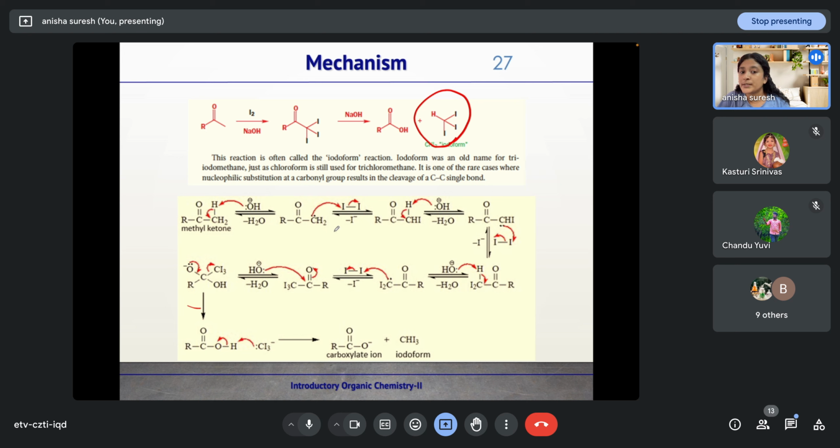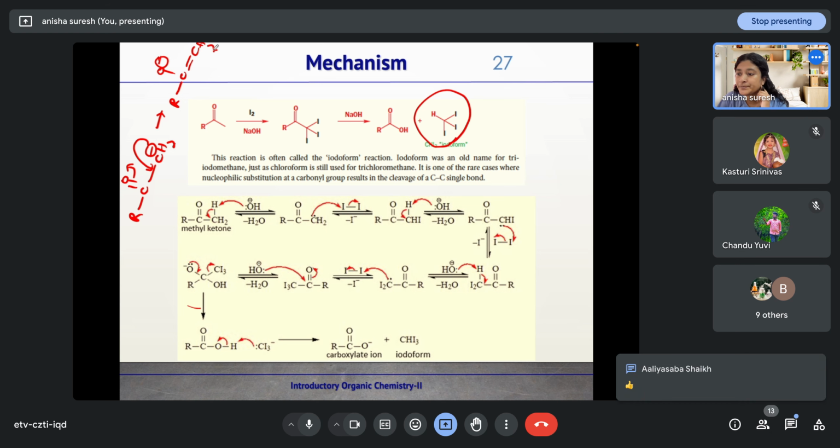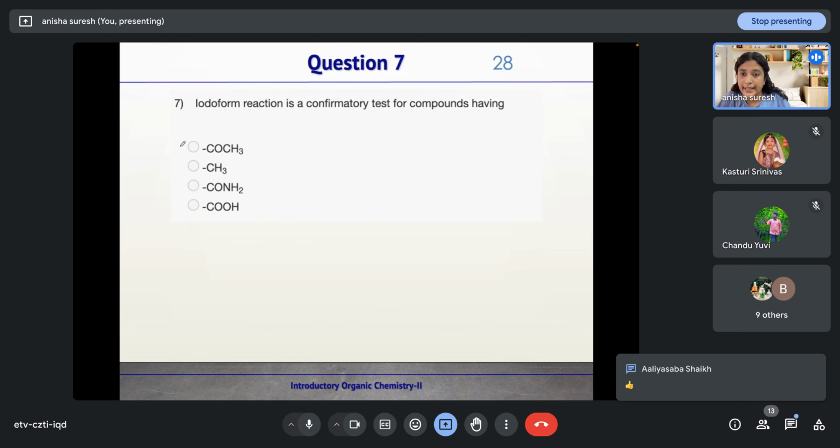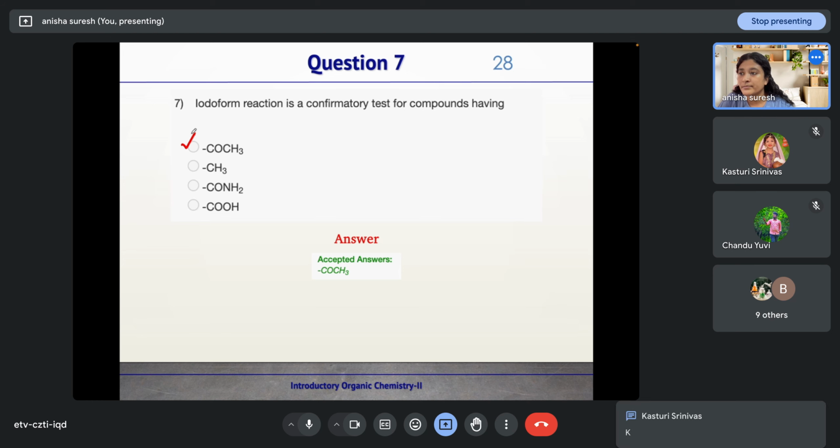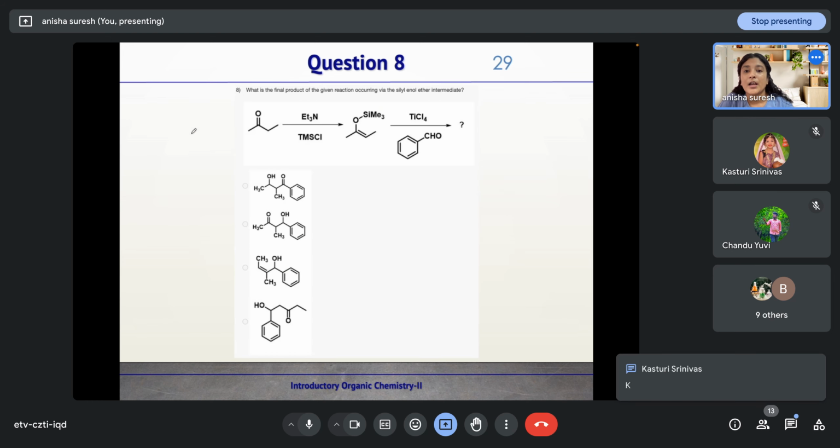Is this clear? In all these cases, there is formation of enolate. This R, C double bond O, CH2 minus can lead to formation of enolate by this mechanism. So option A is the right answer. Is this clear? Okay. Now coming to the next question.